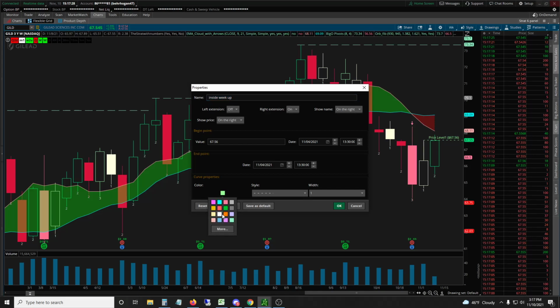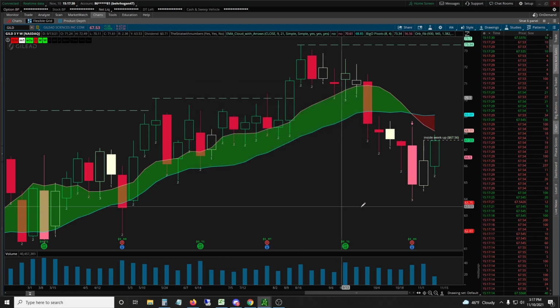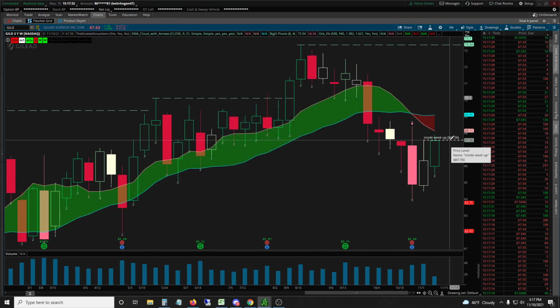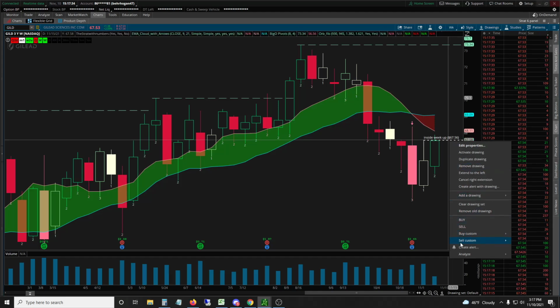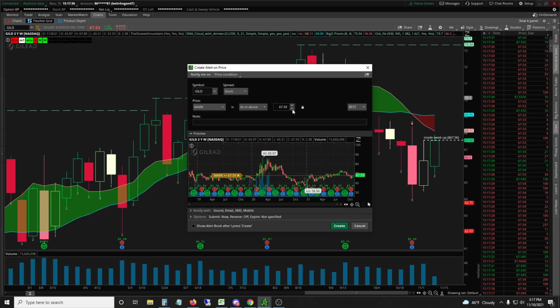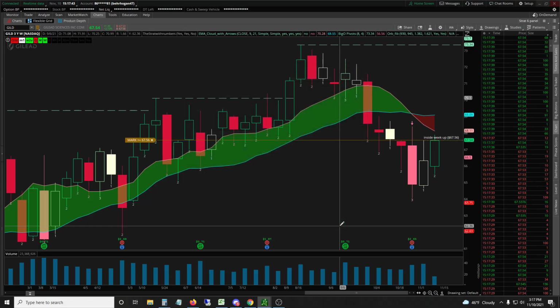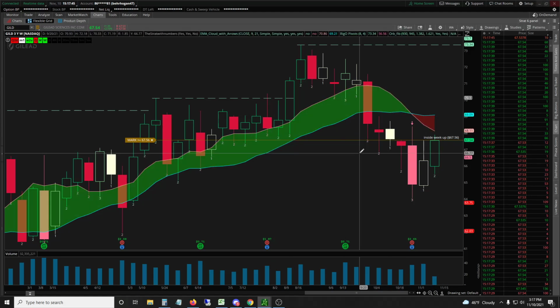I set this bar to white. You can set it to whatever you want. I set it to white, and I put my alert here at 6756. Create alert, 6756. Make sure it says at or above, and then I just paste that in there, inside week up. That way when it alerts, I know why it's alerting and I know what to look for. I know what time frame to look for, and I'm not sitting there trying to figure it out.